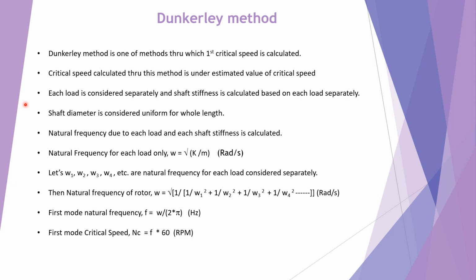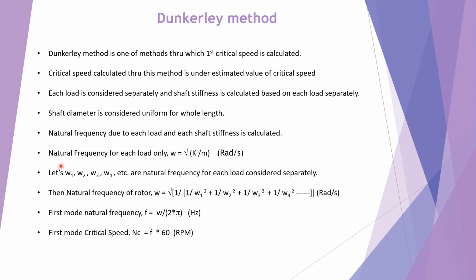Each load is considered separately, and shaft stiffness is calculated based on each load separately. So this is one point. Then the shaft diameter is considered uniform for the whole length. If the shaft has different diameters, then we have to take the average to make it uniform for the whole length. Then the natural frequency due to each load and each shaft stiffness is to be calculated.